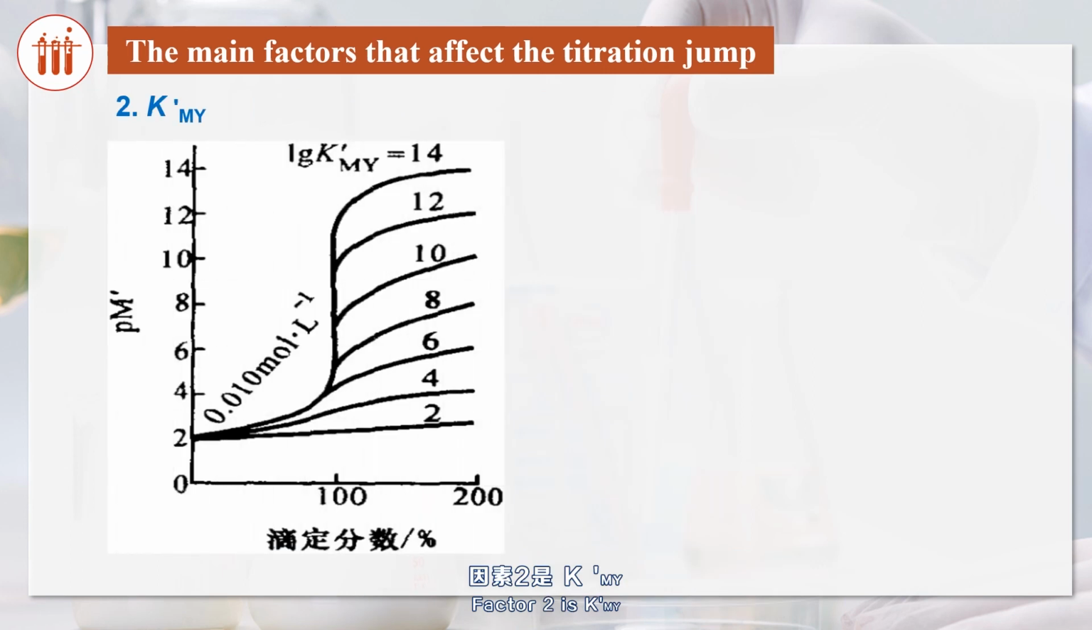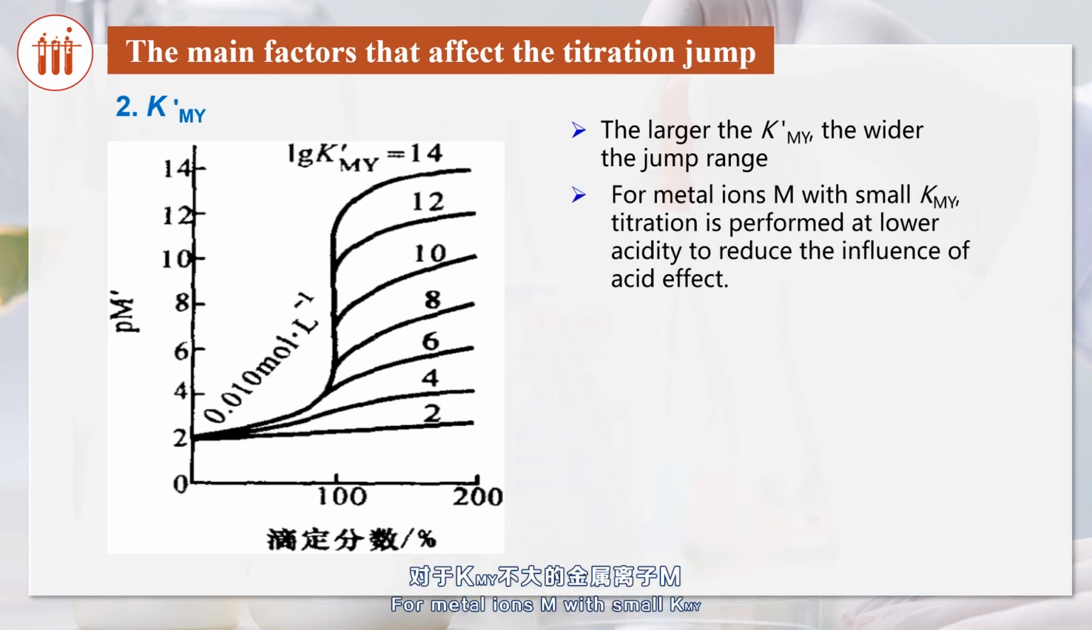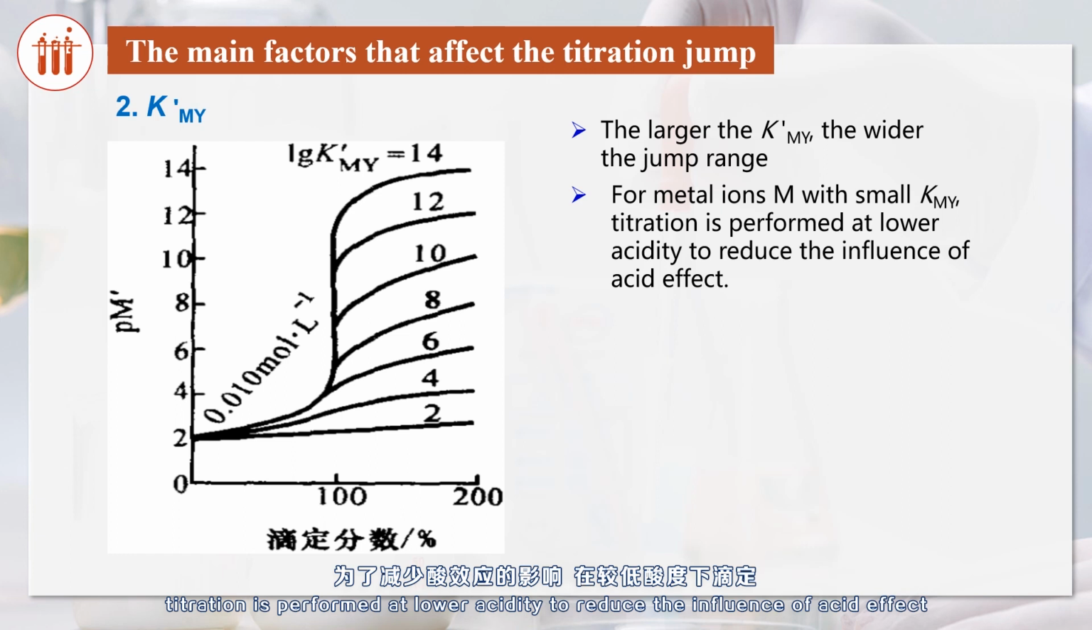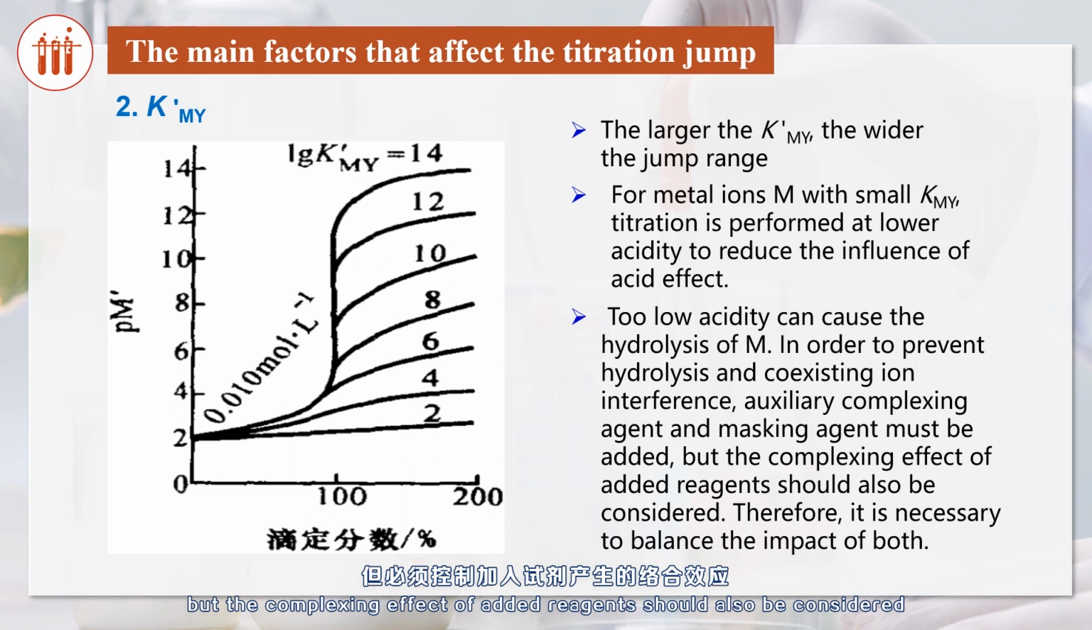Factor 2 is K'MY. The larger the K'MY, the wider the jump range, and K'MY and KMY are affected by alpha Y(H) and alpha M. For metal ions M with small KMY, titration is performed at low acidity to reduce the influence of acid effect. Too low acidity can cause the hydrolysis of M. In order to prevent hydrolysis and coexisting ion interference, auxiliary complexing agent and masking agent must be added, but the complexing effect of added reagents should also be considered. Therefore, it is necessary to balance the impact of both.